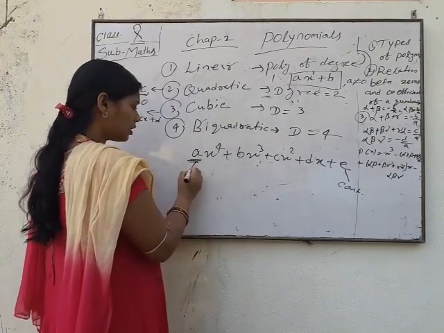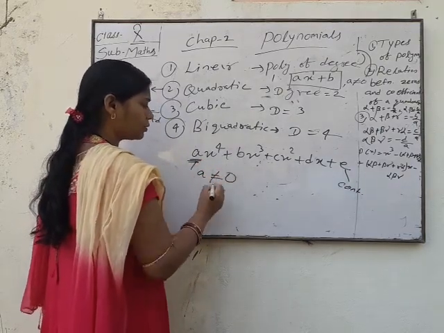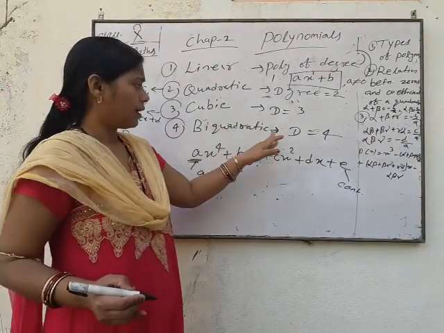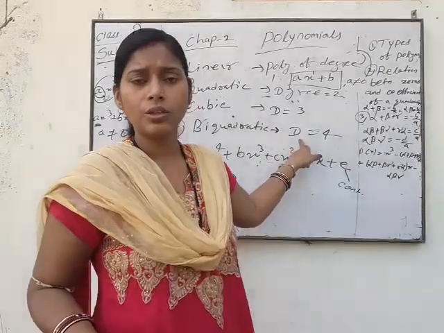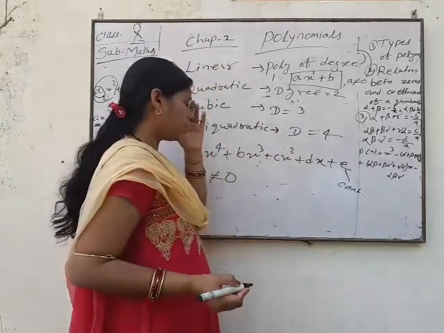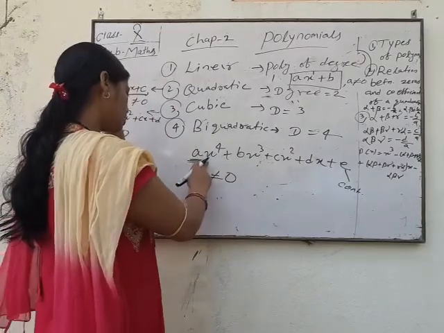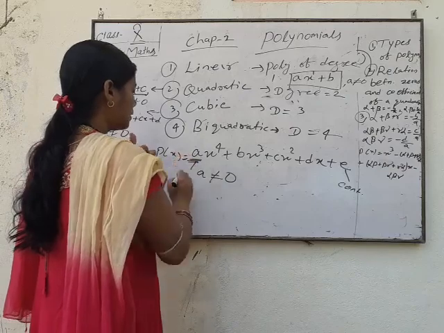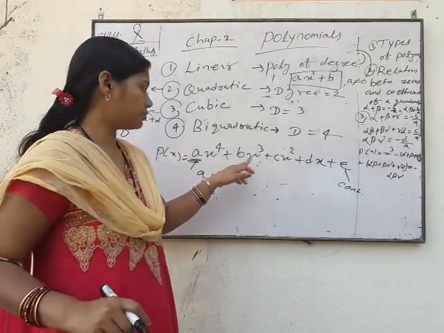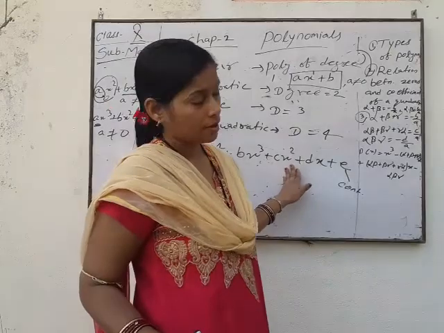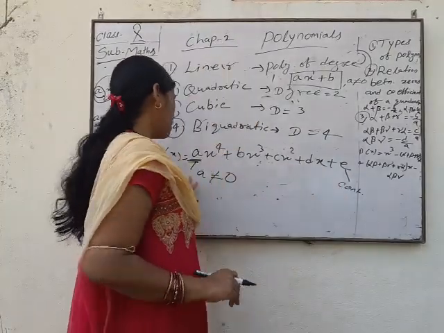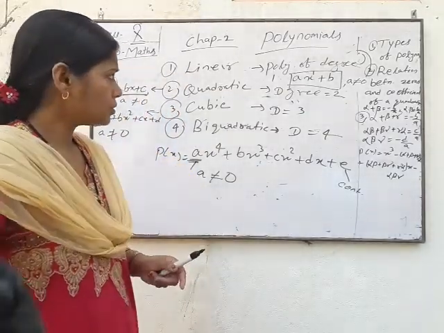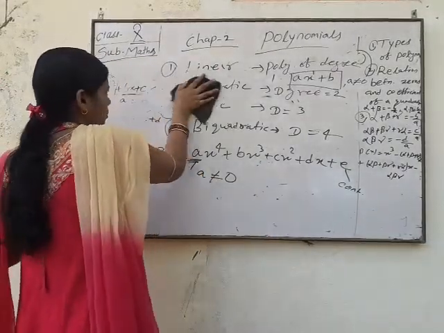And your condition is what? Your a is not equal to 0. Because this is your biquadratic polynomial, and polynomials having degree 4 are called biquadratic. So here, this is the general form of your biquadratic polynomial, ax to the power 4 plus bx cube plus cx square plus dx plus e. And your condition is a is not equal to 0. So these are the types of polynomials.